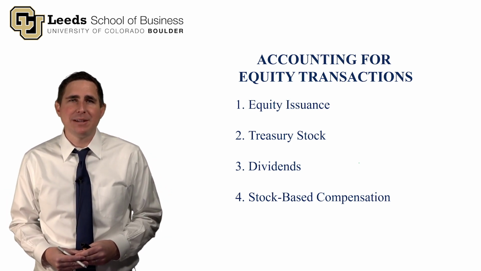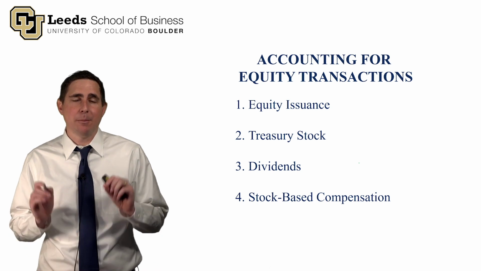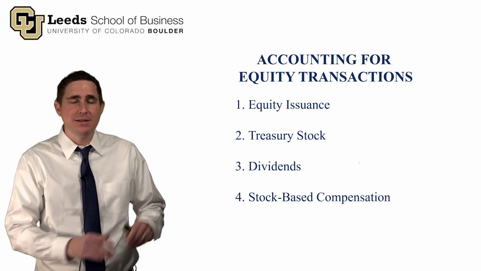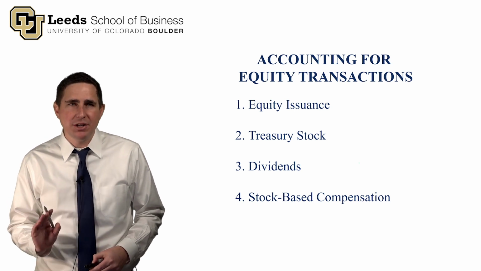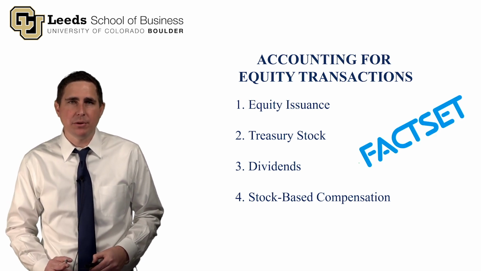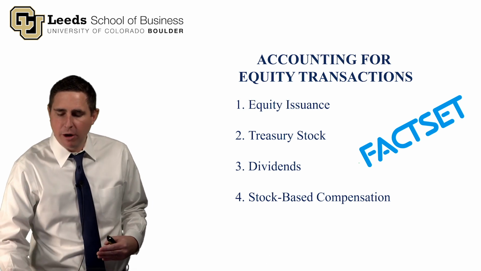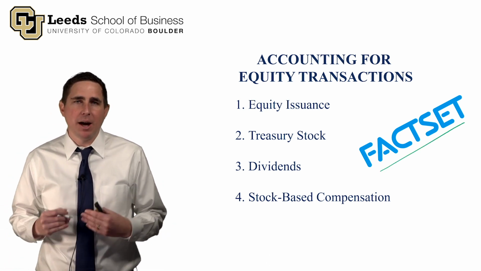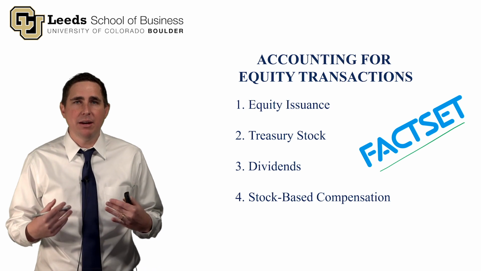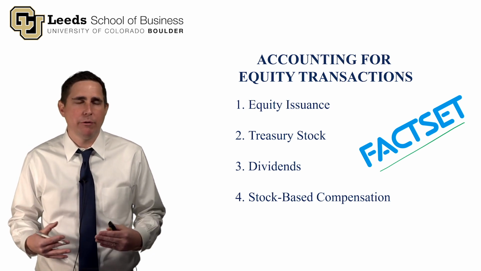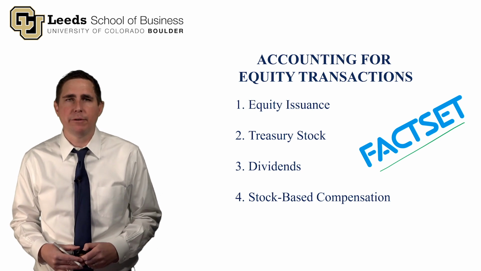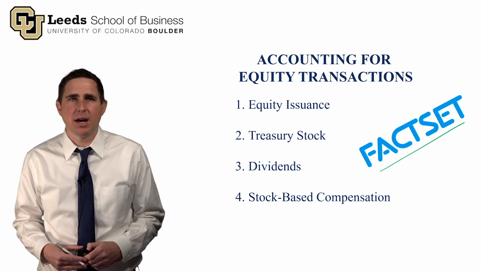And finally, we'll talk about stock-based compensation. That's when a company compensates its employees using its own company's stock. Okay, and as we do these examples, we're going to imagine that we are a company called FactSet. FactSet is a company that provides data and information to investors. So we'll just pretend we're FactSet as we go through these four different types of equity transactions.